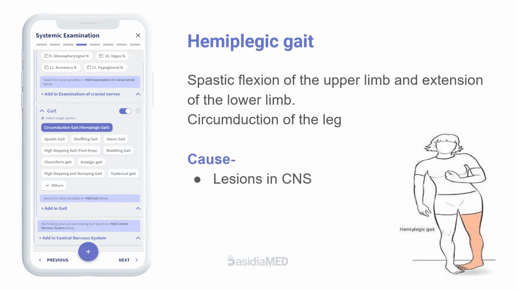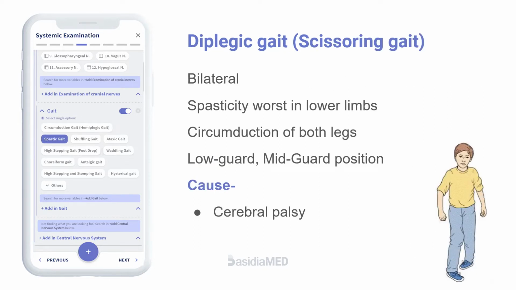Hemiplegic gait. A hemiplegic gait is caused by stroke, space-occupying lesions, trauma, and multiple sclerosis. It exhibits as unilateral spastic flexion of the upper limb and extension of the lower limb. Due to the extension of the lower limb, patients have to circumduct their leg to prevent their foot from dragging on the ground.